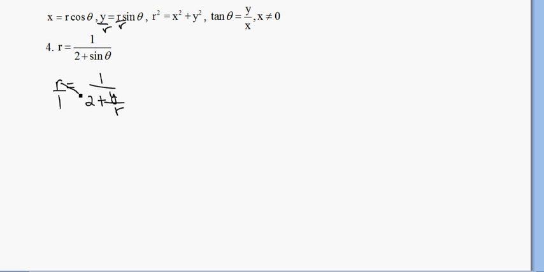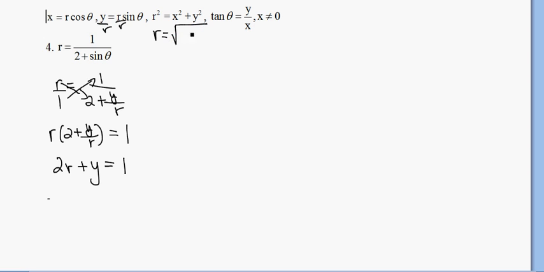So I'm going to multiply this by that and that by that, so I get r times 2 plus y over r is equal to 1. So I get 2r plus y is equal to 1. And r is equal to the square root of x squared plus y squared. So r is the square root of x squared plus y squared. So I get 2 times the square root of x squared plus y squared, plus y, is equal to 1.